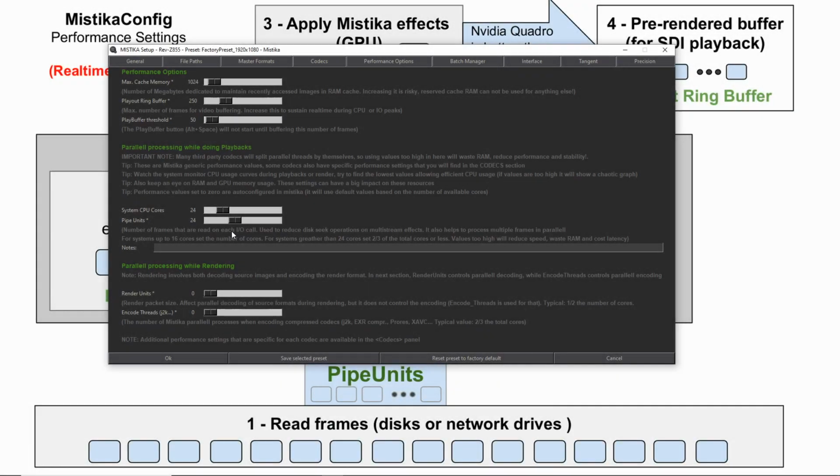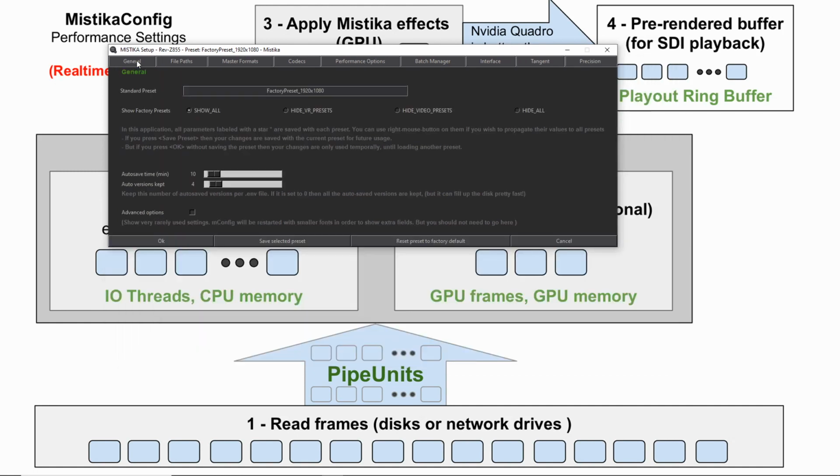The play and stop functions are very related with this parameter, the pipe units. By default, it is the number of system threads or CPU threads. But the reaction is going to be faster if we reduce this number. We can reduce this value, or we can click on the white area to adjust 1 by 1 for more precision. We can also propagate this value to all the other presets if we want it.